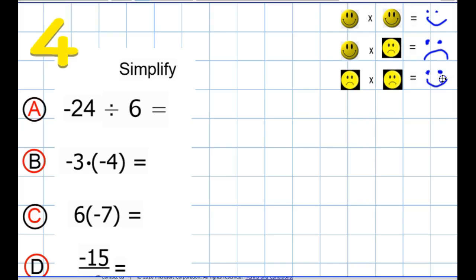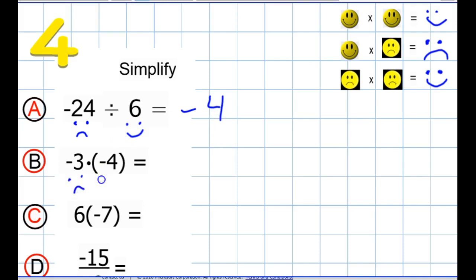So two negatives equals a happy person. Two negatives equals a positive. So what we have here is a -24, a sad person, divided by a happy person. This negative person is going to bring the happy person down, so it's going to be negative. -24 divided by 6 is -4.